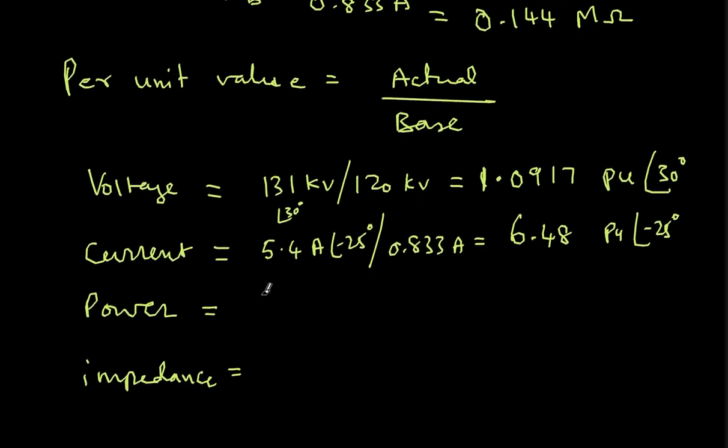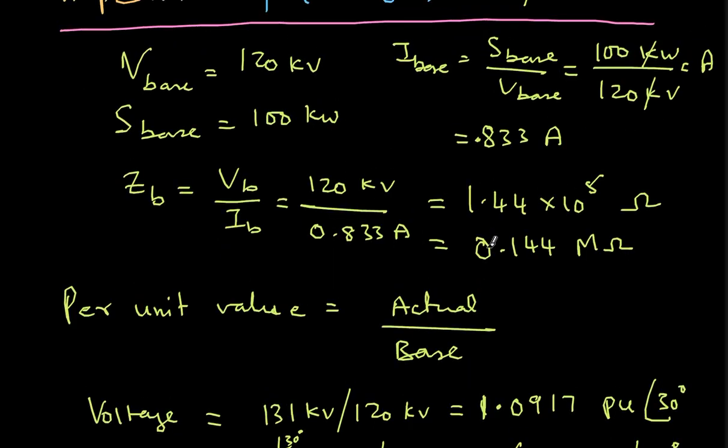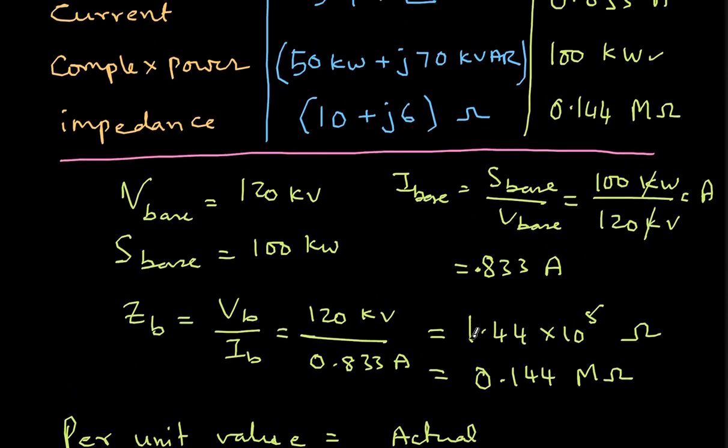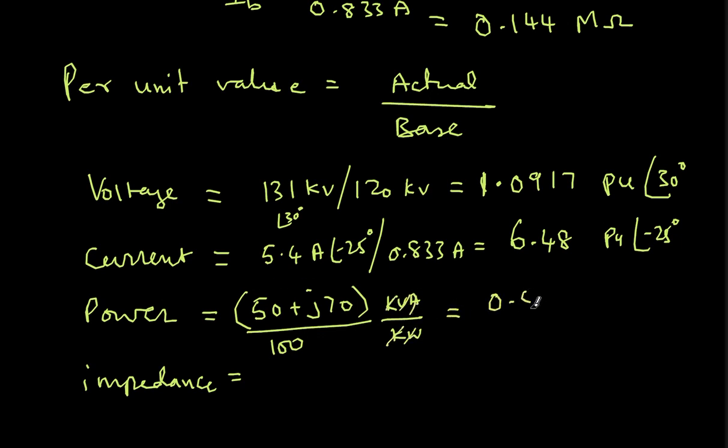Now in the case of power, I can directly divide. I have 50 kilowatt plus j70 kVAR. So 50 plus j70, this whole thing divided by 100. This is kVA and this is kilowatt, so the units will cancel each other. And this one will be 0.5 plus j0.7 per unit. This is how you represent the power in the base quantity.